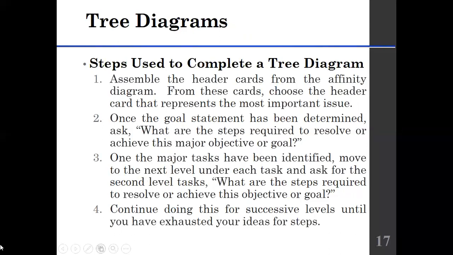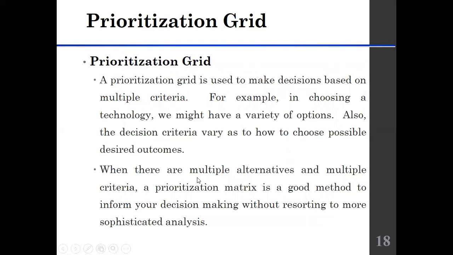The third step is, once we identify the major tasks, move to the next level under each task and ask for the second tasks. What are the steps required to resolve or achieve this goal or objective? And the fourth and last step is to continue doing this for successive levels until you have exhausted your ideas for steps. So that's how we can construct the tree diagram.